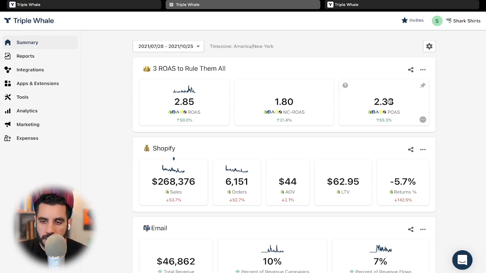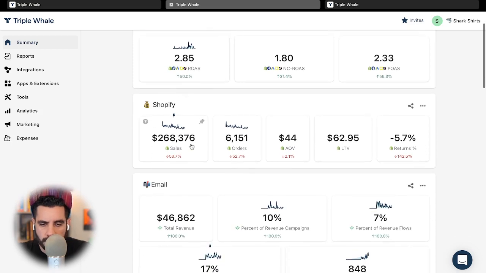2.33, that's a bit low there. So you're maybe looking to push some higher margin products there, but overall not in a horrible place. Probably want to make this a little bit more efficient. What this is saying is for every dollar in ad spend, you're driving $2.85 of revenue. So not great, not horrible. Really want to look into that.